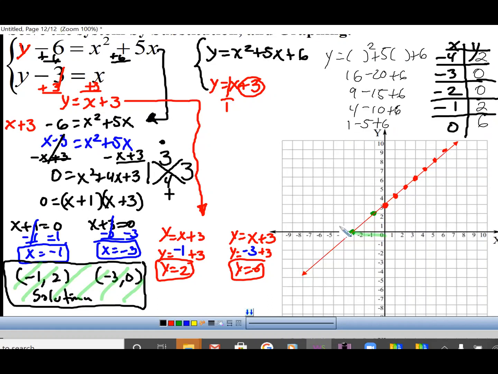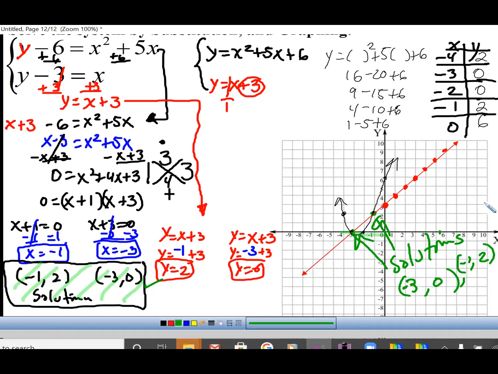Let's graph that. -4, 2. -3, 0. -2, 0. -1, 2. And 0, 6. Let's graph that from left to right. There it is. So that means that we point to these. And those are solutions, which are what? -3, 0, and -1, 2. Did we get that over here? Yep.